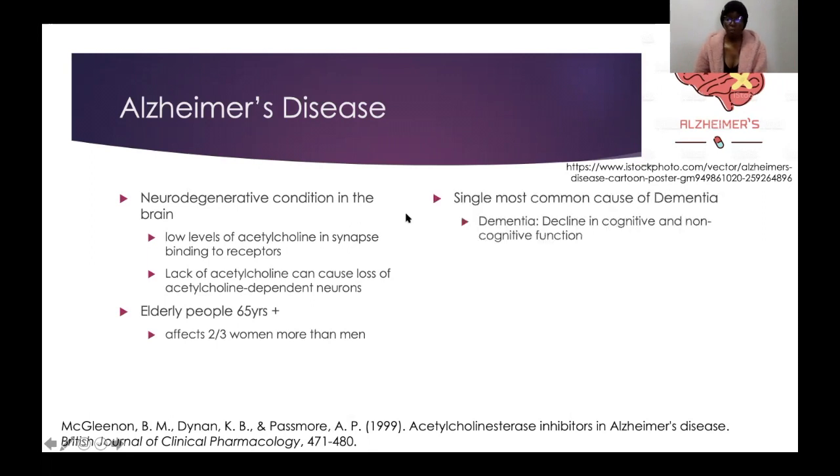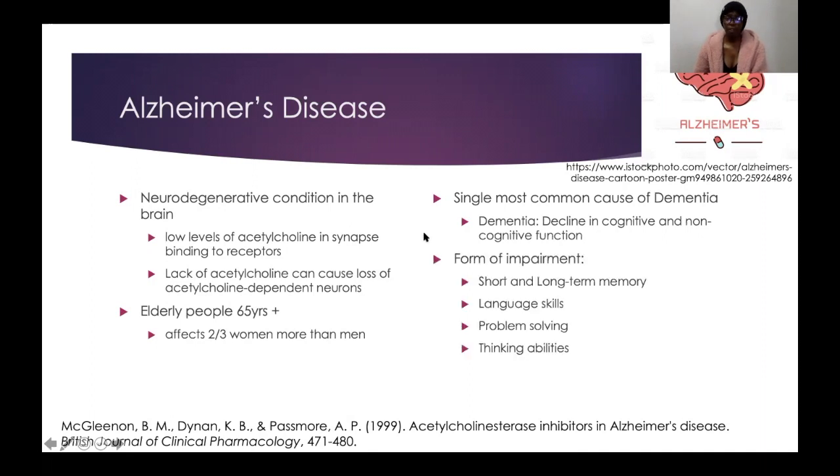It's the single most common cause of dementia, being the decline of cognitive and non-cognitive function, which is seen by forms of impairment in the long and short-term memory, language skills, problem-solving skills, and thinking abilities. And unfortunately, it can significantly impact a person's behavior, their quality of life, and the people around them.